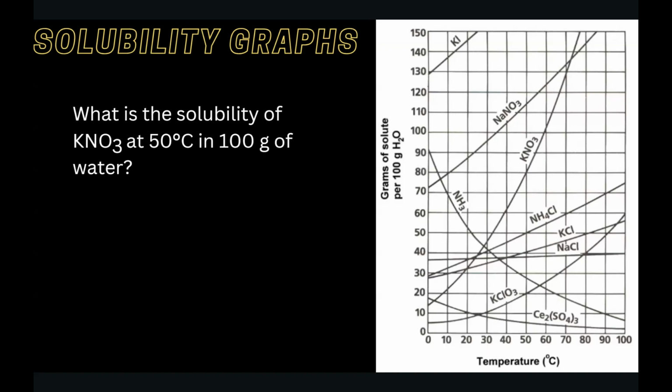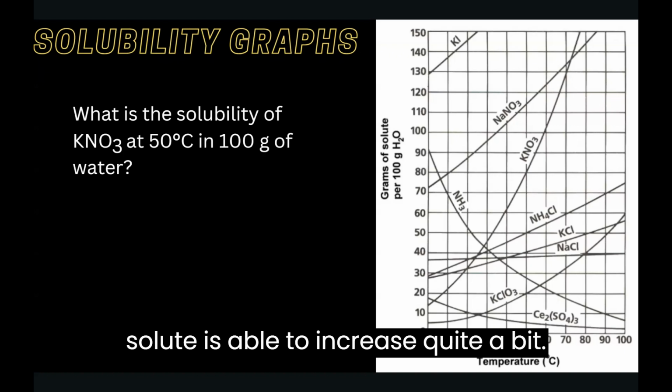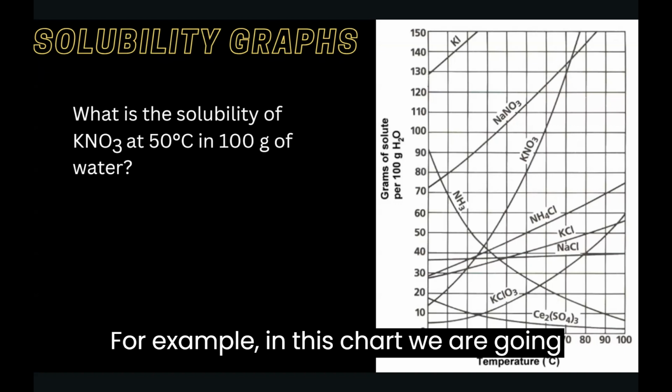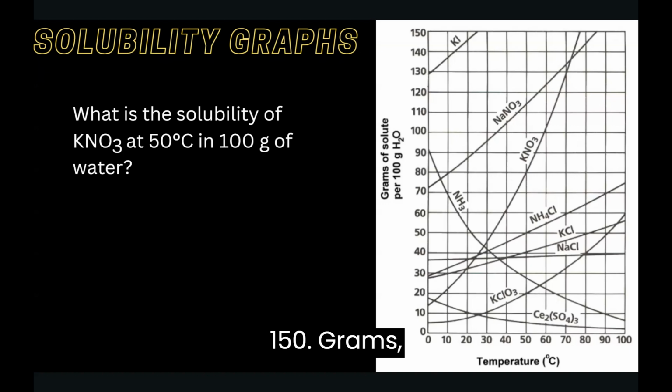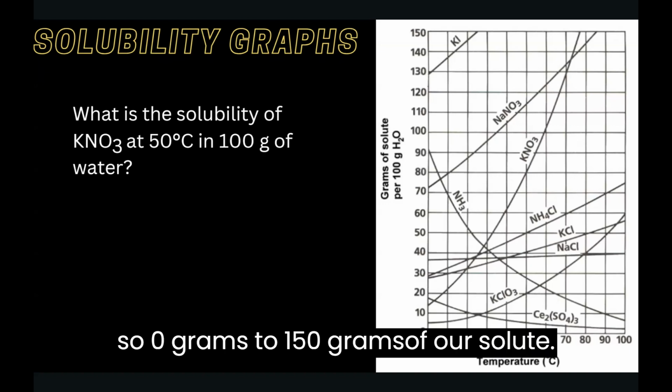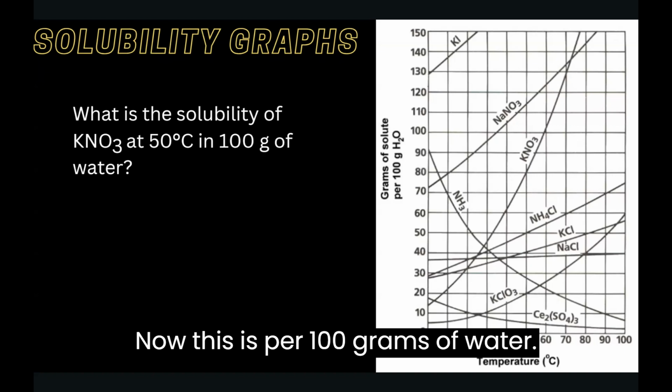And then our grams of solute is able to increase quite a bit. For example, in this chart, we are going from 0 degrees Celsius all the way up to 150 grams. So 0 grams to 150 grams of our solute. Now this is per 100 grams of water.